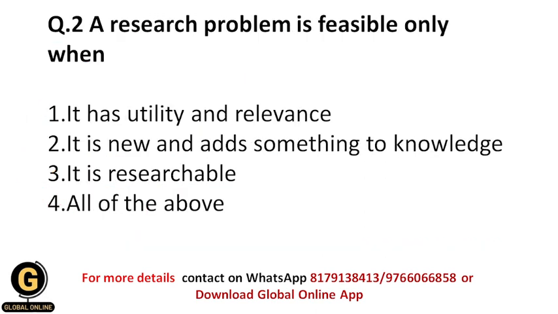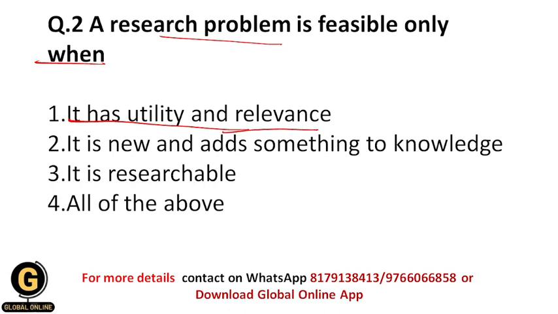A research problem is feasible only when. So when is the research problem feasible, what are these conditions? After that only we think that the research problem is feasible. So let us see the options. It has utility and relevance. It means that the research problem should have a utility. It means that it should be useful for our future generation. Okay, it should have relevance.